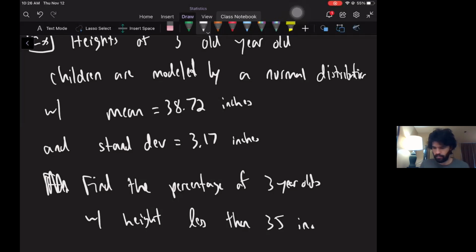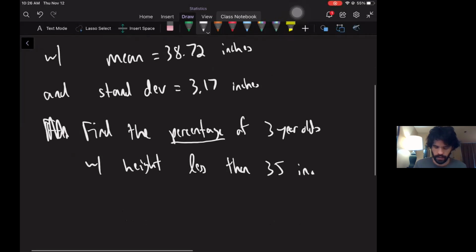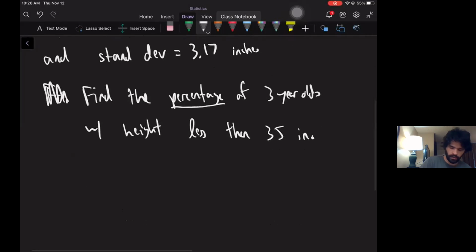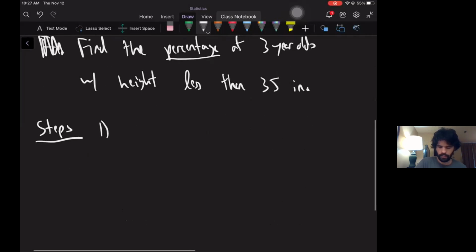So the key here is I'm finding a percentage, but percentage is just another way of thinking of probability. So I can use all the stuff I did last time. All right, so I'm going to try to break it down into very specific steps that you can reuse for other problems. But what we're going to do first is draw the appropriate normal distribution.